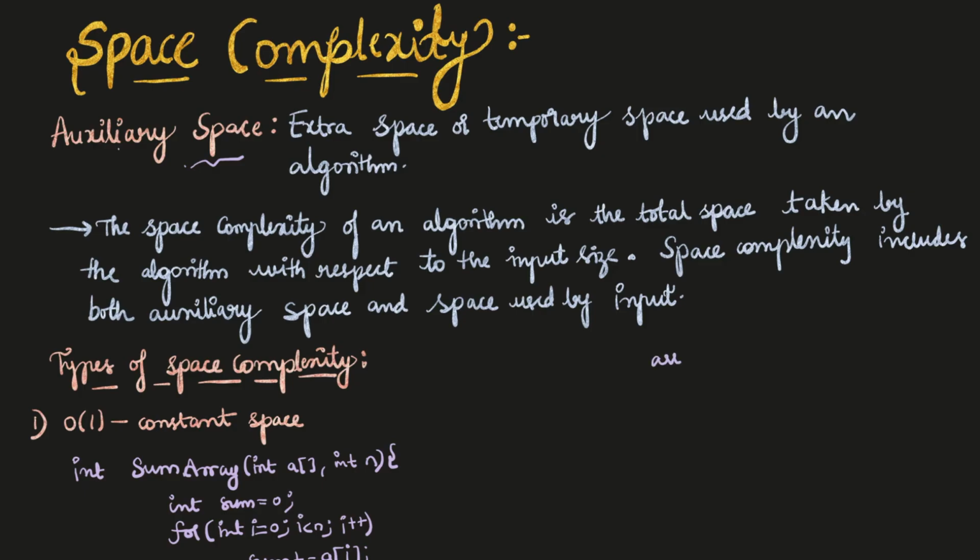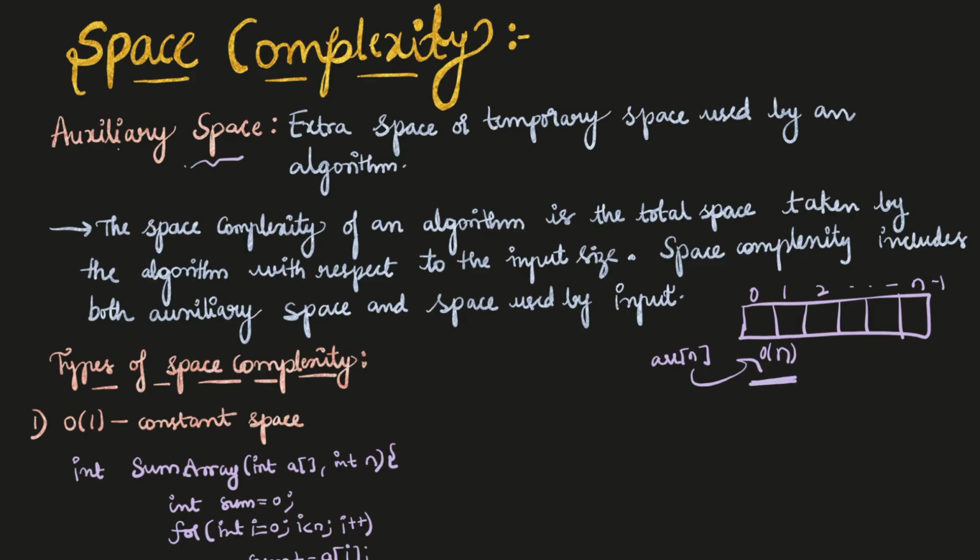Suppose there is an array of size n, then the space complexity would be order of n. The reason being, when you take an array like this, and it is of N size, it will keep on going up to n minus 1. So here it is actually taking n spaces. So that's the reason the space complexity becomes order of n.